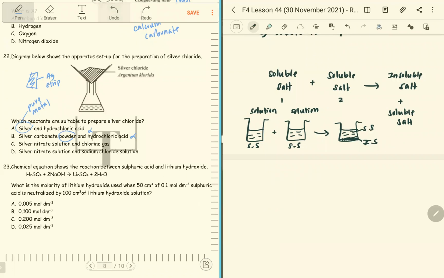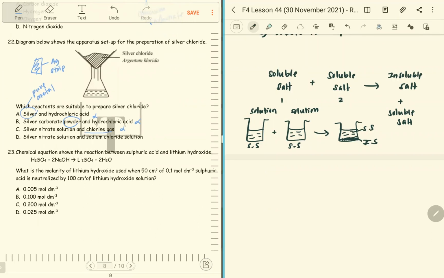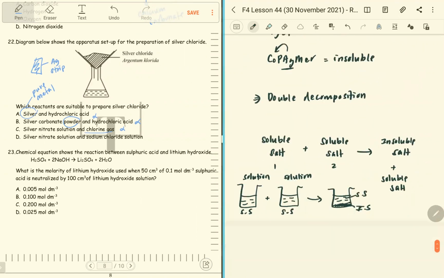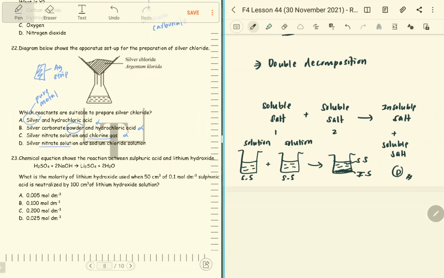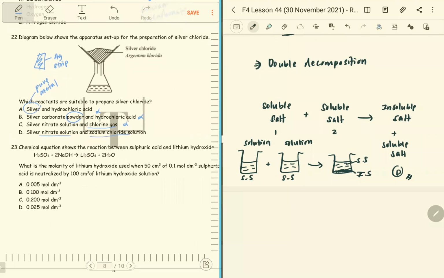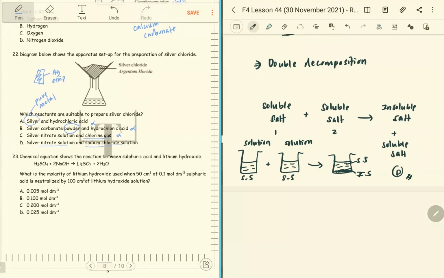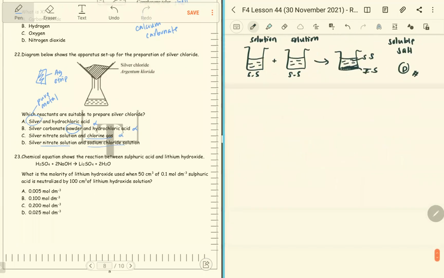But the next one, chlorine gas. Okay, wrong already. We don't want to react with chlorine gas. We want to get two solutions together. So answer is D. So you see silver nitrate solution, this is soluble. Sodium chloride solution is also soluble. So two soluble salts will react with each other to get our insoluble salt, silver chloride, and then another soluble salt.